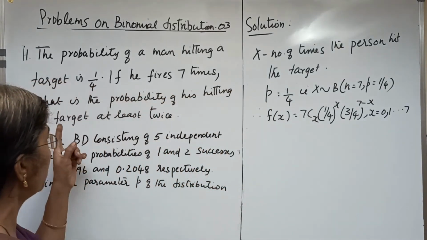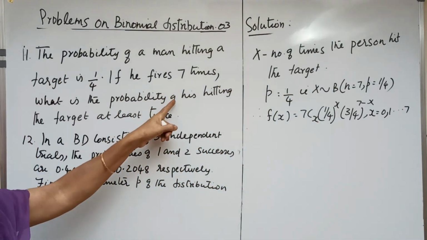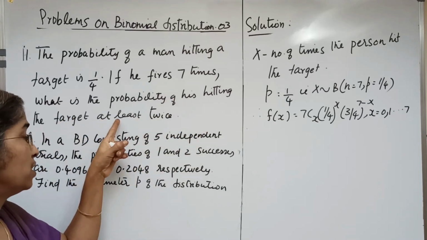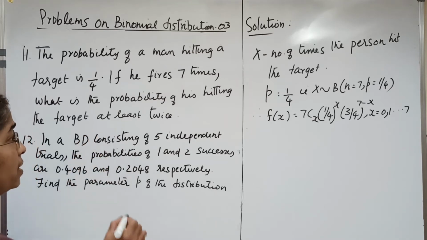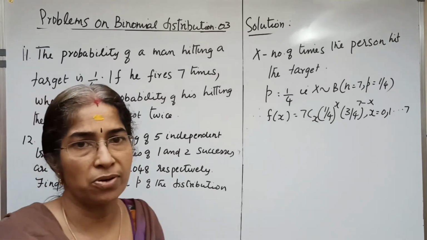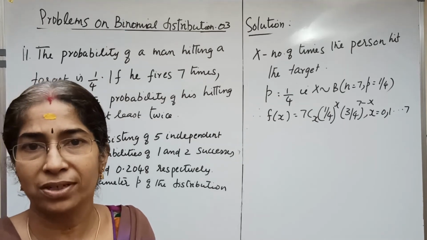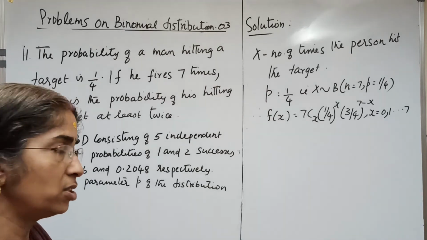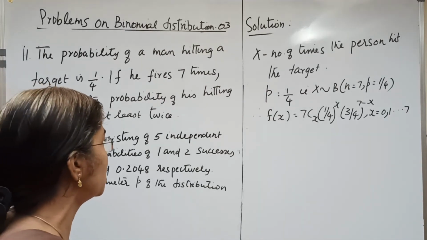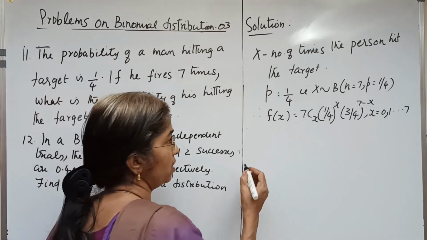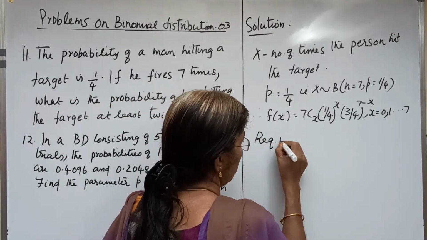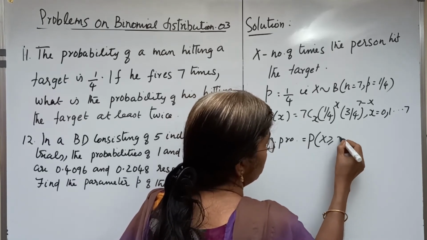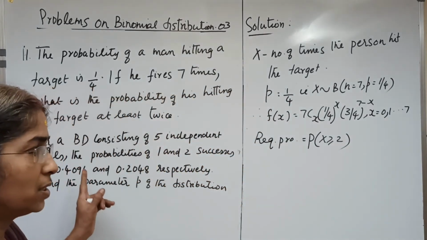Up to 7. Okay. So what is the probability of his hitting the target at least twice? We have to consider this event, target hitting at least twice. So at least twice means 2 or more times he hits the target. We can take the event as probability x greater than or equal to 2. Required probability is probability x greater than or equal to 2.